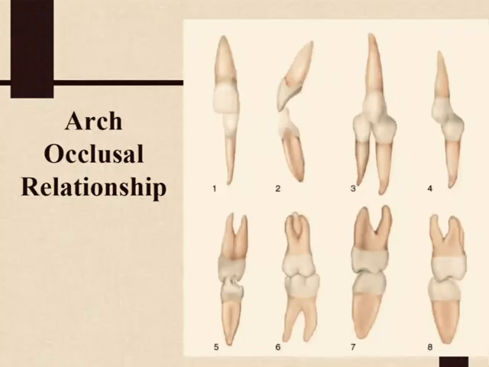So I hope that until now it's clear. We have incisor and canine relationships, which means we have overjet and overbite. We have also the canine relationship and the molar relationship. Now, this is called an arch occlusal relationship, where we have the maximum intercuspation between the maxillary and mandibular teeth.